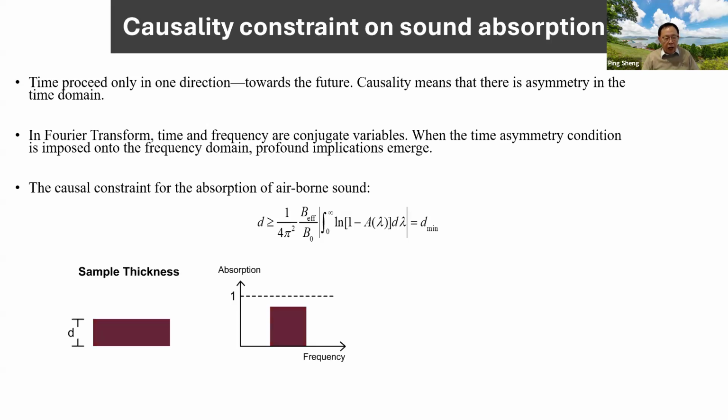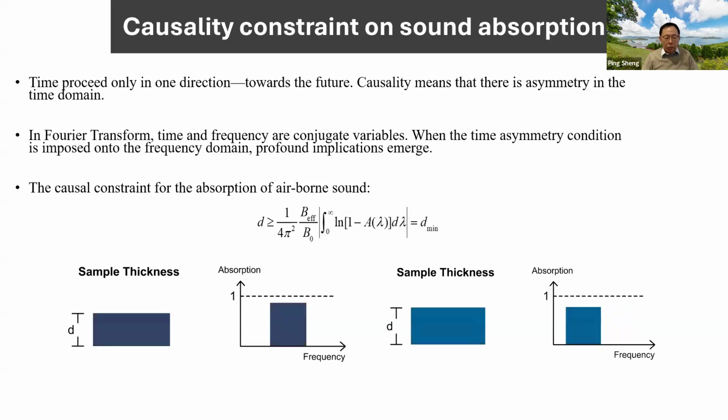And the implication of this is very simple. First of all, absorption can never be 100% over a broad frequency range, because that would imply infinite thickness for the absorbers. So it has to be less than 100%. The second is that if you move the frequency band of absorption to lower frequency, it requires thicker sample thickness.